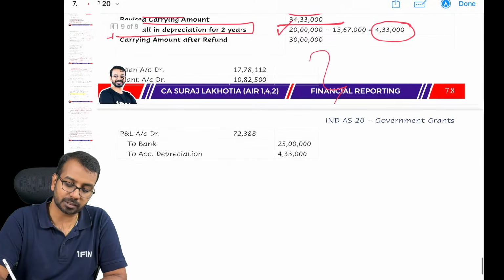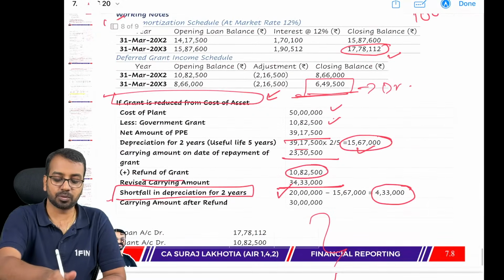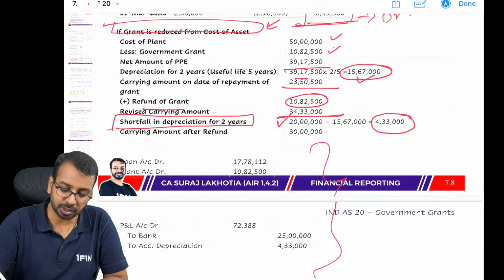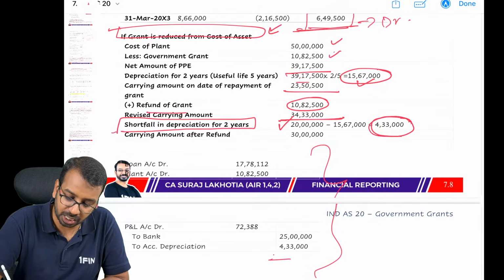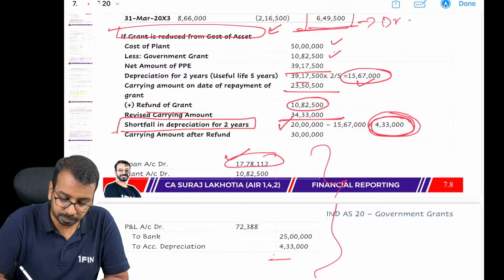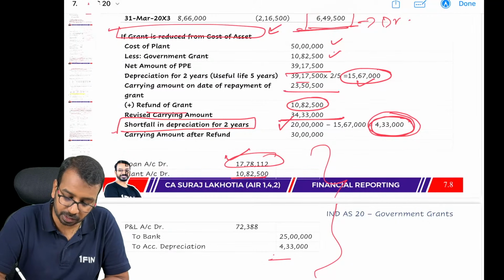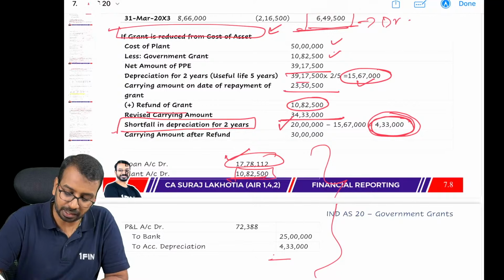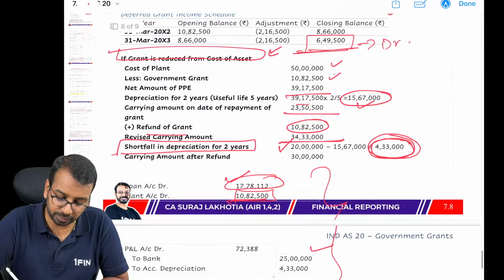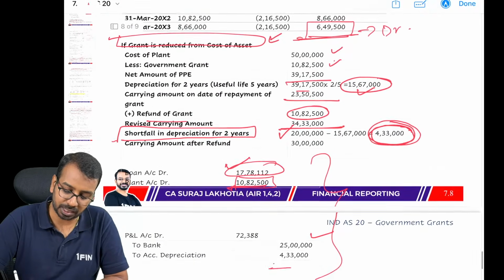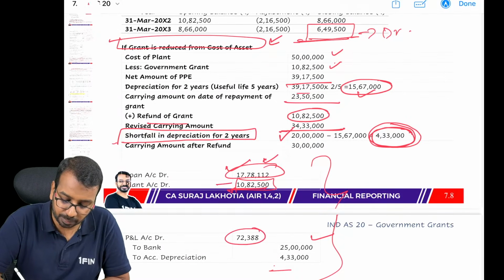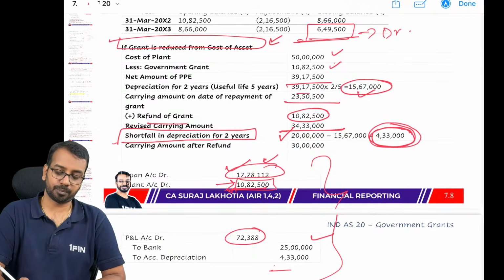So when you look at this, the amount of entries will match with the entries that we have seen in the previous case. So here, if there is shortfall in depreciation, then that shortfall will also be charged to the extent of 4,33,000. Loan account fully refunded. The balance amount refunded will be debited to the plant account and you will credit that amount to the bank account. Now how did you get 1082,500 refund of grant? See, apart from the loan, there is an impact to the P&L, the balancing figure will be added to the plant. Okay.